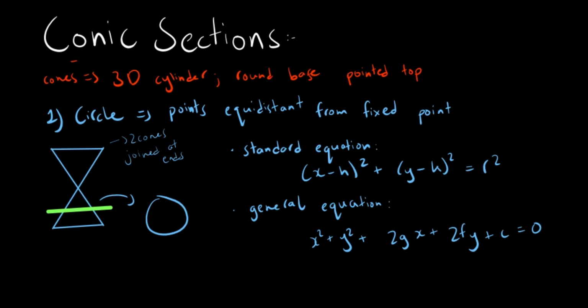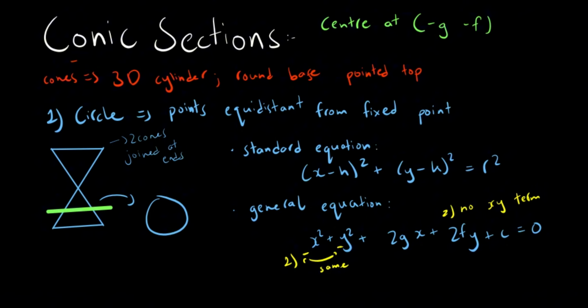So looking at this equation, we can see that there are two identifiers of a circle. First of all, both the variables x and y should have the same degree and a coefficient of 1. And the second condition for it being a circle is that there is no xy term. Again, I repeat, it is a quadratic equation in both variables, both have the same power and the same coefficient, and there are no xy terms in the equation.